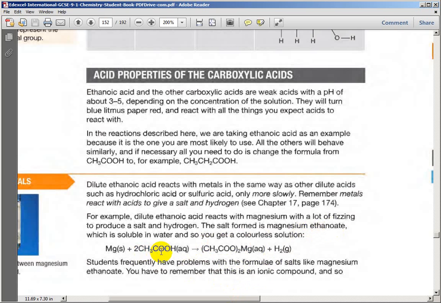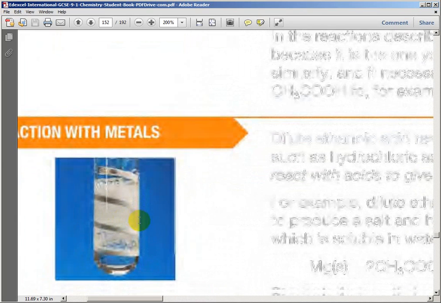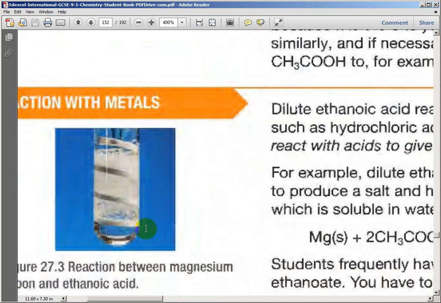When we add magnesium, when we dilute ethanoic acid and magnesium react, there is fizzing. Look, this is fizzing occurring. This is the reaction between magnesium and ethanoic acid. This is the fizzing. What is causing the fizzing? These are the bubbles, some gas. What is the name of this gas? Due to fizzing, where is the fizzing? Why is there fizzing here?